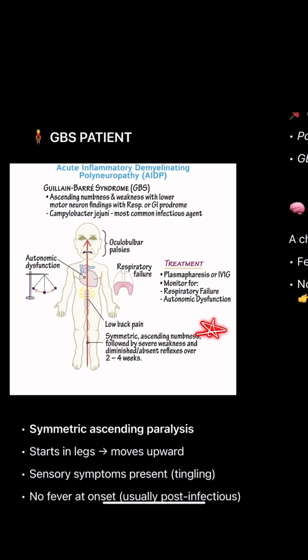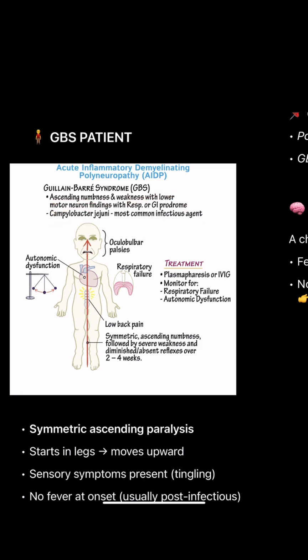Numbness, that means it is something related to sensory neurons, followed by severe weakness and diminished or absent reflexes over 2 to 3 weeks. Then what will happen? Autonomic dysfunction will be there. Oculobulbar palsies will be there. Ocular, that means related to eye movement, and bulbar, that is related to the medulla oblongata, palsies will be there. So it's ascending numbness and weakness with lower motor neuron findings with a respiratory or GI prodrome.